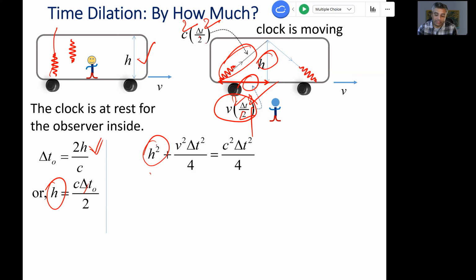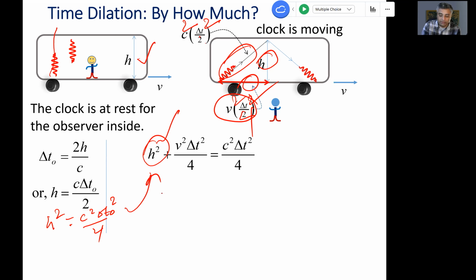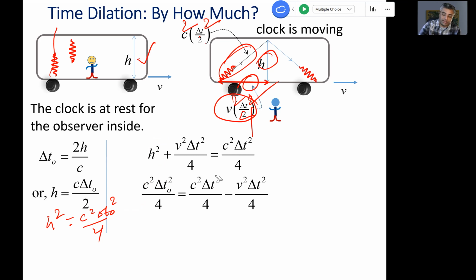This h is the same here. And since we want to relate this time and this time, we want to replace this h by this one here. So when I square h here, it becomes c square delta t 0 square over 4. So I can plug that in there, okay? So that's what I'm doing here.